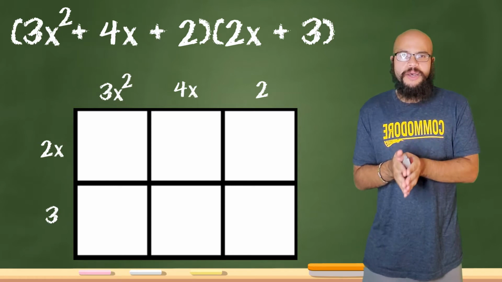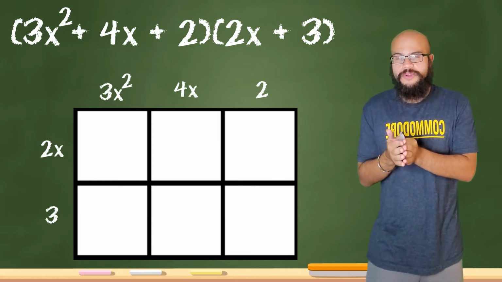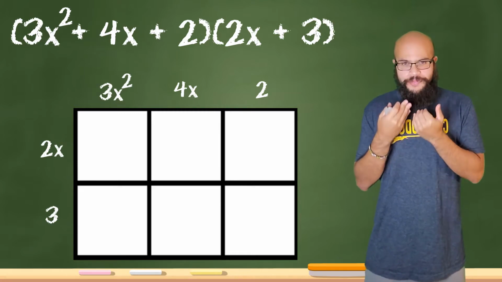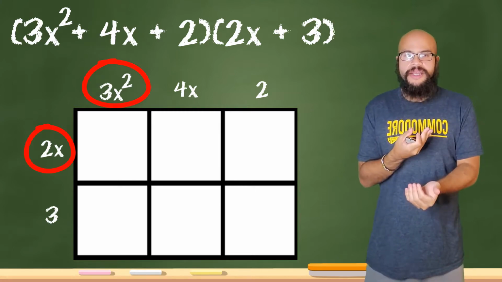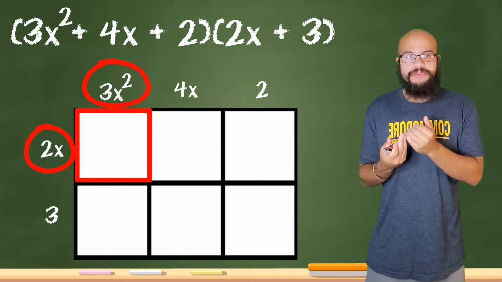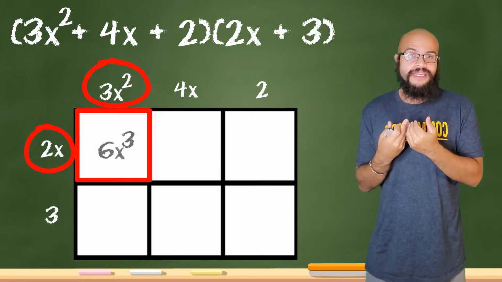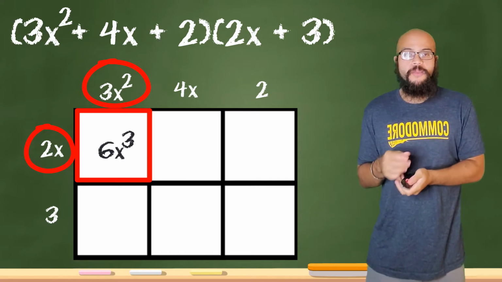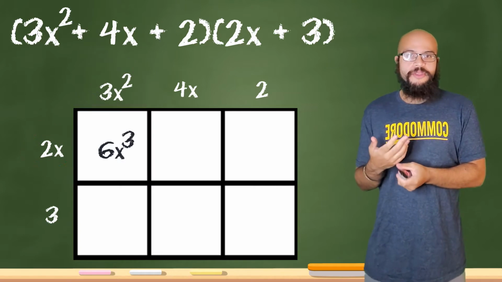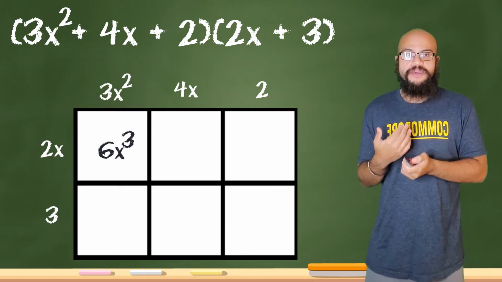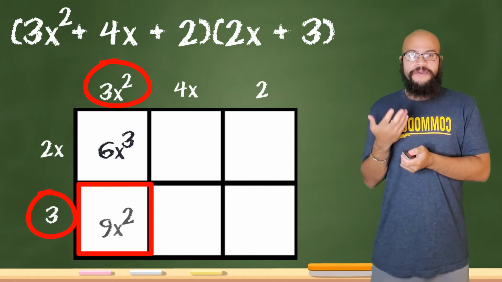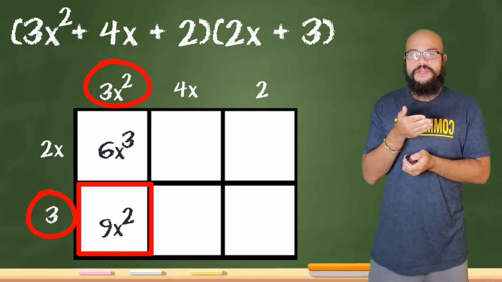Each of the blank cells is filled by multiplying 2 of the terms on the outside of the diagram. For example, 3x squared times 2x will fill this cell. Since 3x squared times 2x results in a product of 6x cubed, we can fill this cell with 6x cubed. This process continues until we fill every single cell. 3x squared times 3 equals 9x squared. Since we have finished the first column, we're going to move over to the next column.